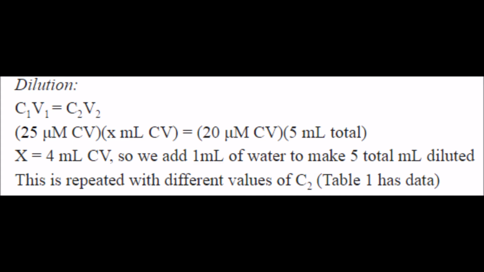For a sample calculation, we plugged in numbers for calculating how many milliliters of crystal violet we needed to make a 20 micromolarity sample. We can see that 4 milliliters of crystal violet are needed combined with 1 milliliter of water to make a total of 5 milliliters at a 20 micromolarity concentration. This process was repeated with the different concentrations of crystal violet.